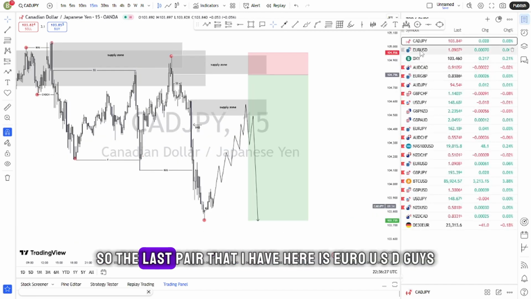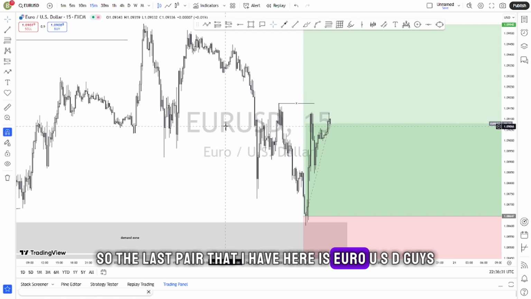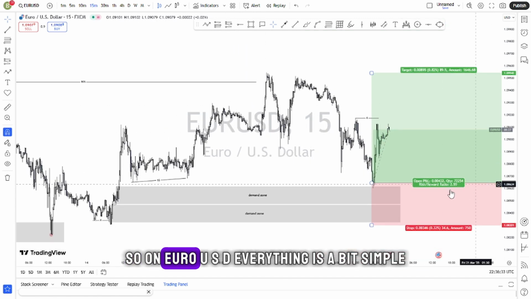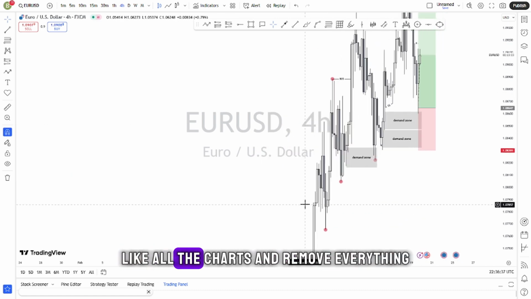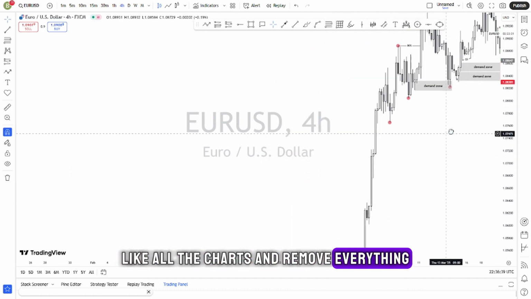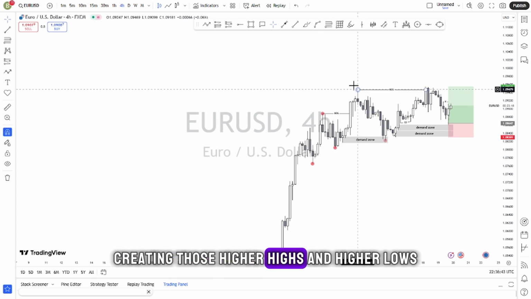So the last pair that I have here is Euro USD, guys. On Euro USD, everything is a bit simple. I'm not gonna break out all the charts and remove everything. As you can clearly notice, the market is pushing to the upside, creating those higher highs and higher lows.